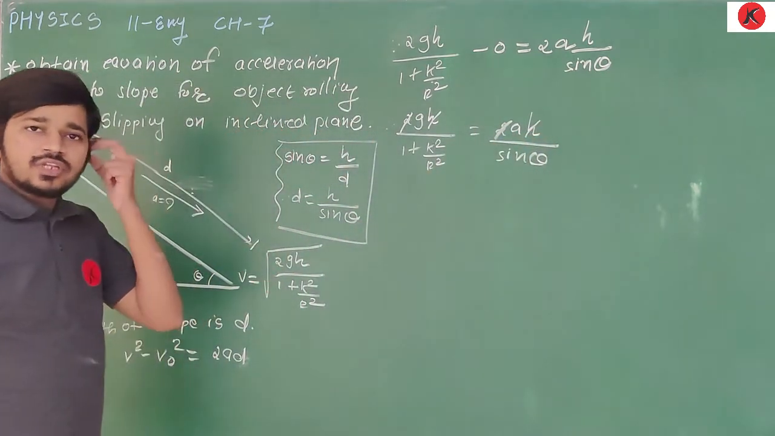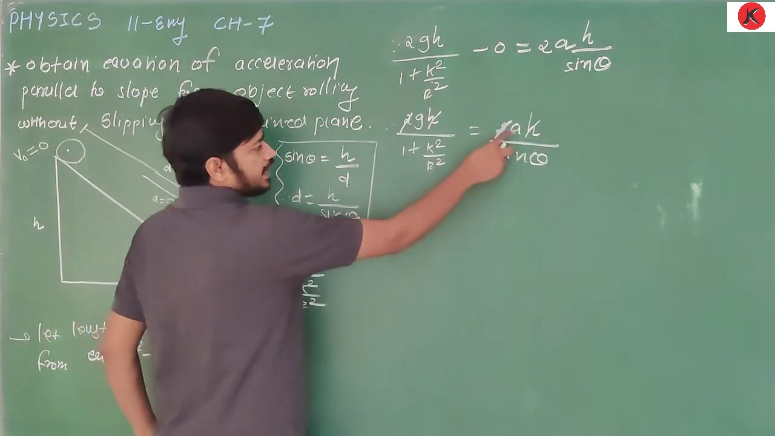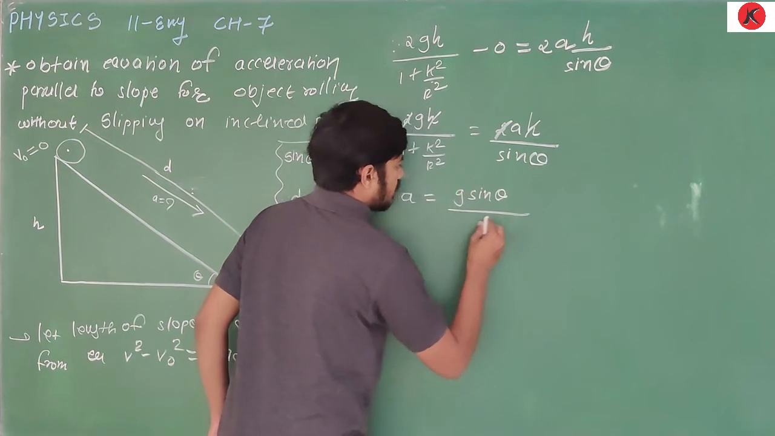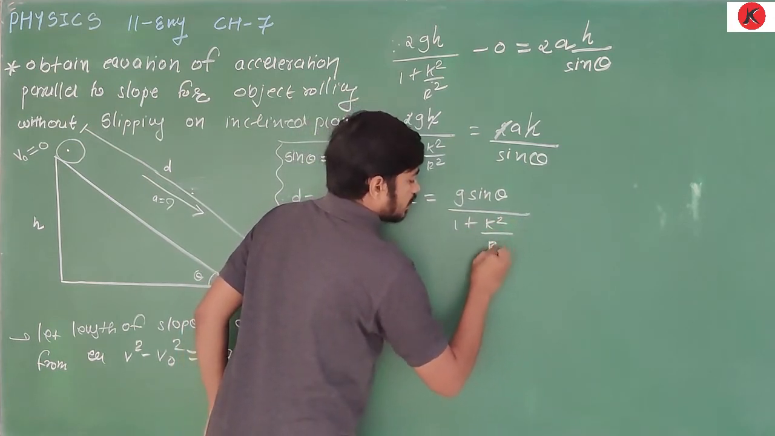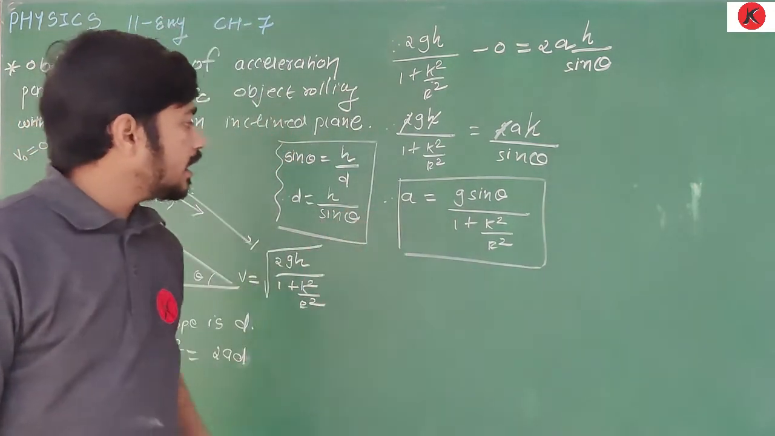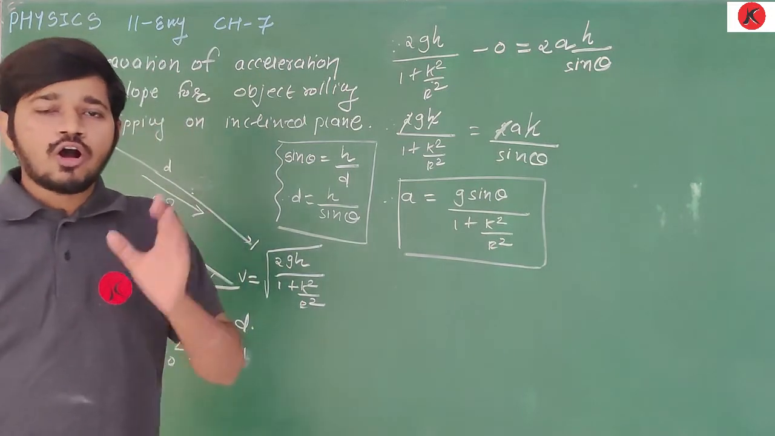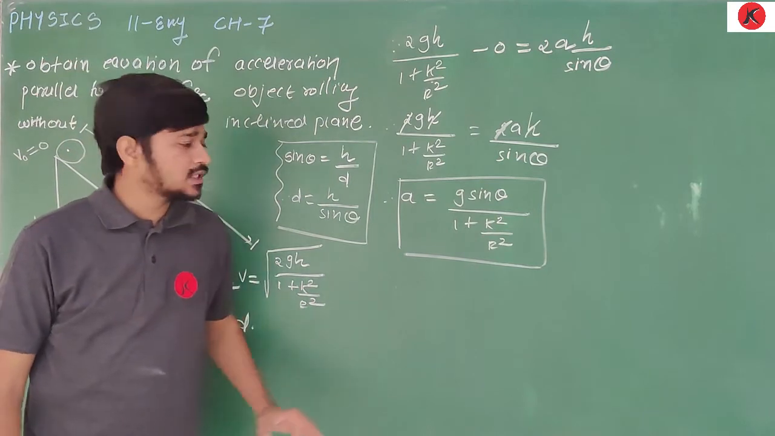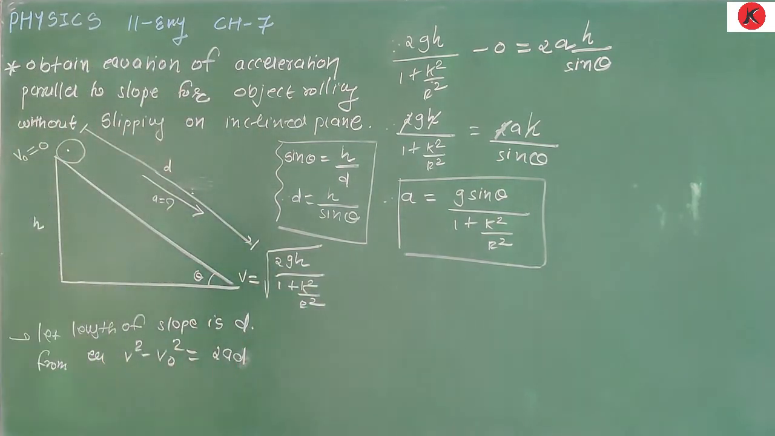We have to find the acceleration parallel to the slope, so you have to make a the subject. Therefore a is equal to g sin theta upon 1 plus k square upon r square. This is the equation of acceleration parallel to slope for an object rolling without slipping on an inclined plane. Clear about this? Again, it is one general equation that you have to remember: the acceleration a is equal to g sin theta upon 1 plus k square upon r square.